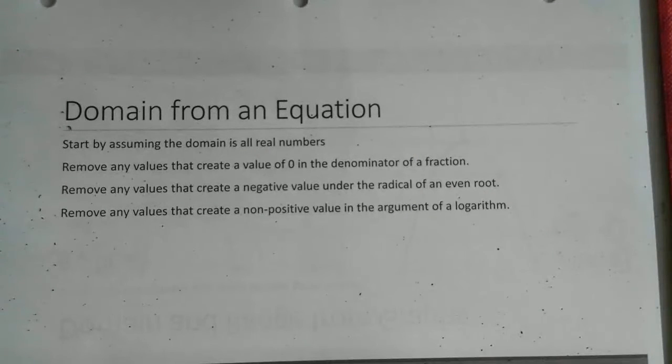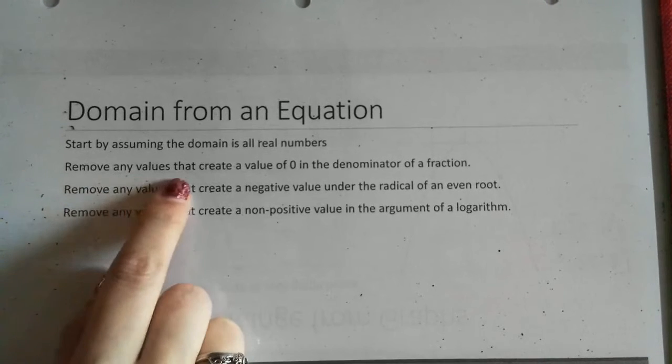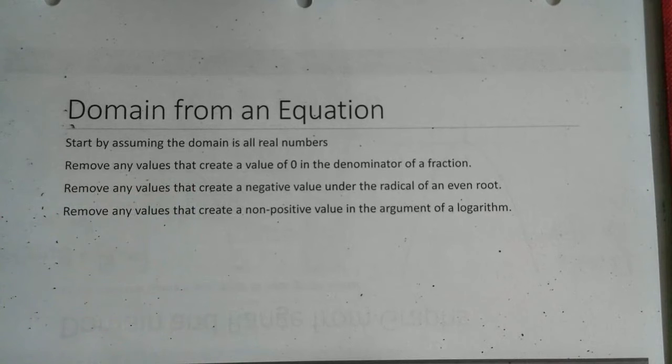When we're working with an equation, what the domain is really saying is what x values am I allowed to plug into this. So we're going to start by assuming the domain is all real numbers. We can plug in anything we want. Then we're going to restrict it from there. We are going to remove any values that create a value of 0 in the denominator of a fraction. We cannot divide by 0 ever. So if there is an x value out there that will make us divide by 0, we're going to take it out.